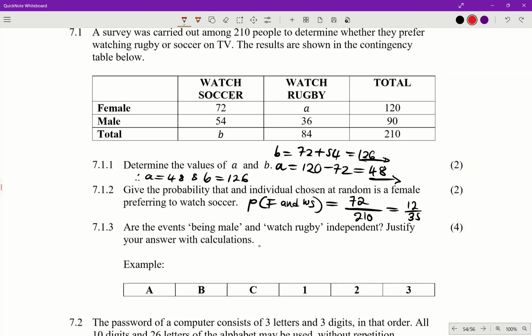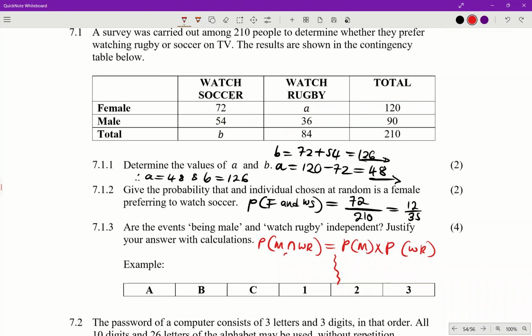So we're just going to say the probability of male and, remember this is and, so and means intersection, and watching rugby is equal to the probability of male multiplied by the probability of watching rugby. Remember, we always divide like that and then deal with the first part there. So the probability of a male and watching rugby, where the intersection happens, remember this symbol shows your intersection.